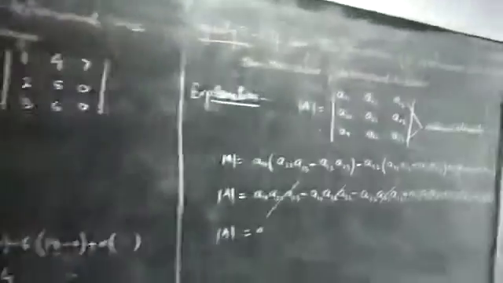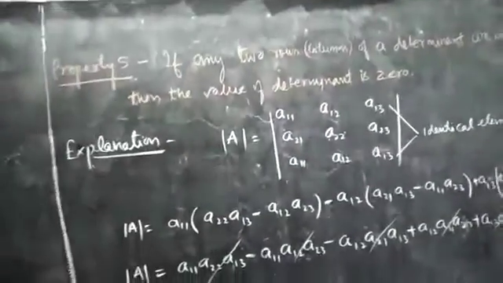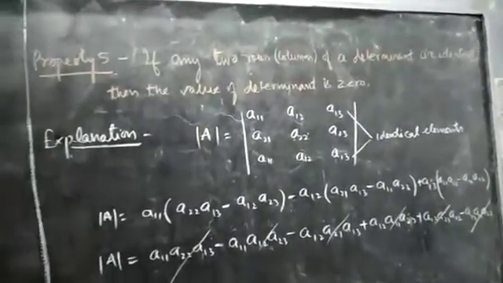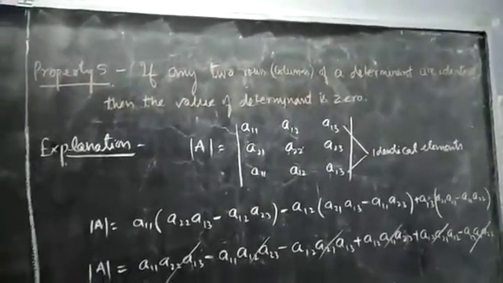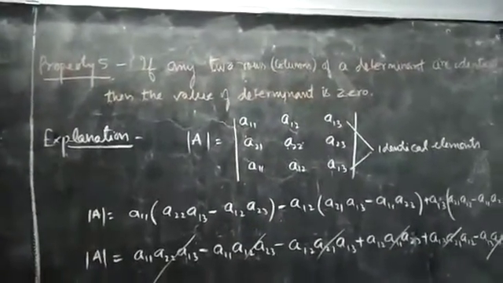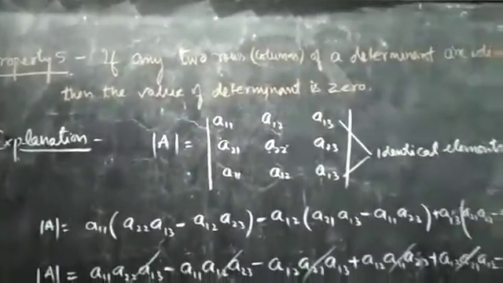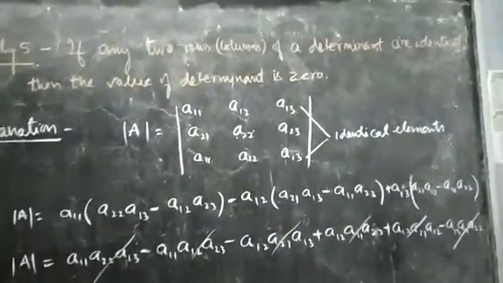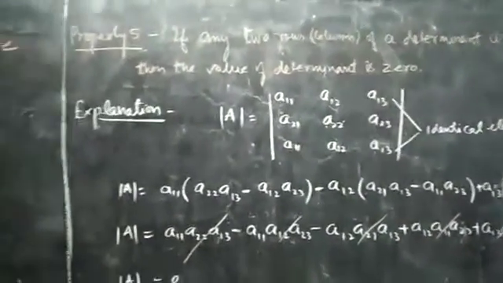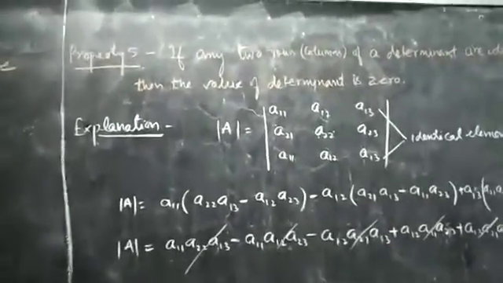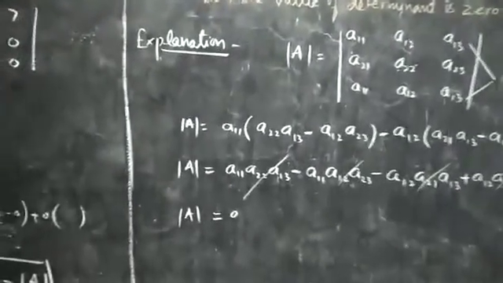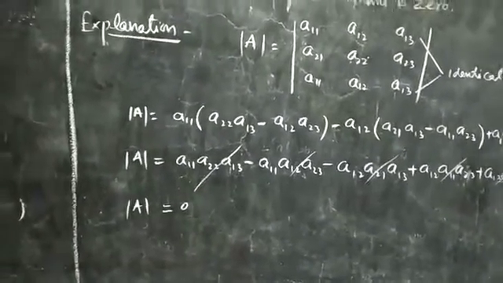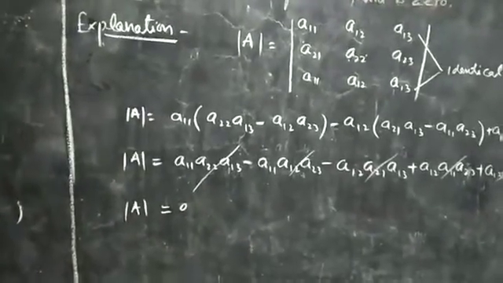Property 5: if any two rows or columns of a determinant are identical, meaning same elements, then the value of the determinant is 0. Explanation is given. A determinant A: a11, a12, a13, a21, a22, a23, a11, a12 and a13 are identical elements. For example, the value of this determinant after calculation is equal to 0. It is clear that if any two rows or any two columns of a determinant are identical, then the value of the determinant is 0.